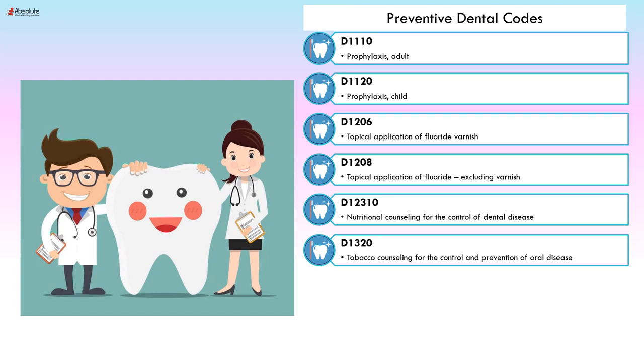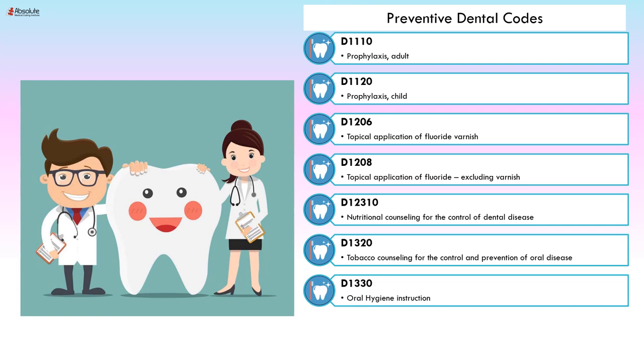Pretty much this is tobacco prevention and cessation. Services reduce patients' risk of developing tobacco-related oral diseases and conditions and improves prognosis for certain dental therapy. So this is your code D1320 for tobacco counseling for the control and prevention of oral disease.